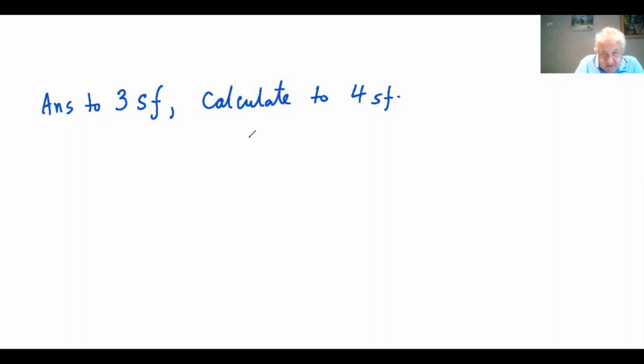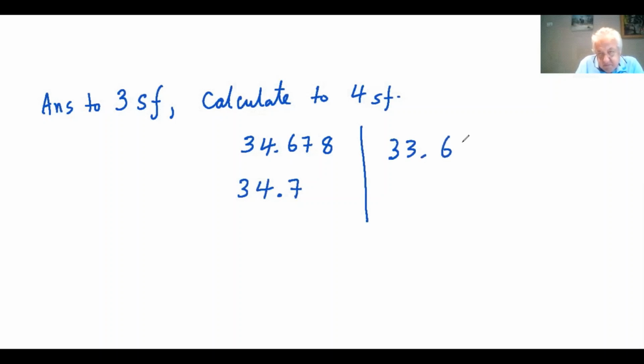So let's look at significant figures then. 3, 4, 6, 7, 8. Here we have 1, 2, 3, 4, 5 significant figures. Now let me say I want to round off my answer to 3 significant figures. This becomes 34.7. If I do another one, again this is 1, 2, 3, 4, 5 significant figures. I want my answer to 3 significant figures. So it becomes this. Now the rule is this.